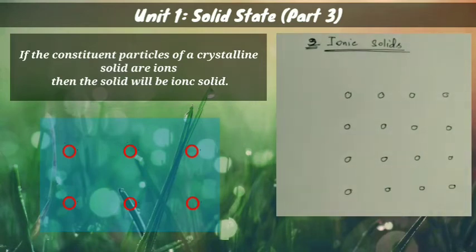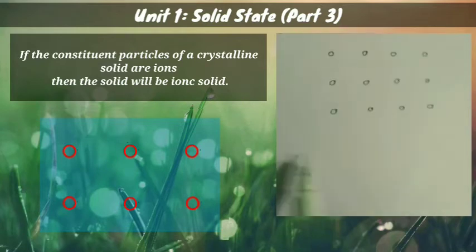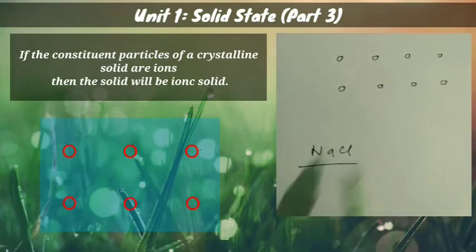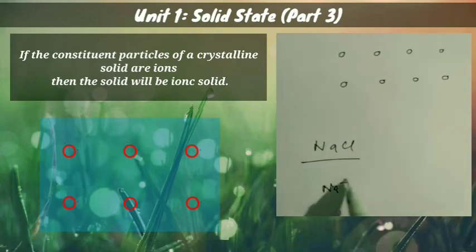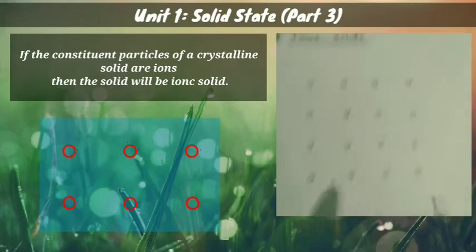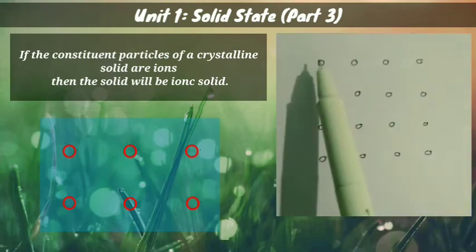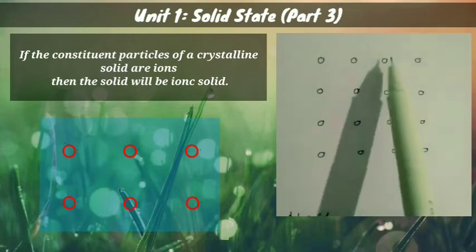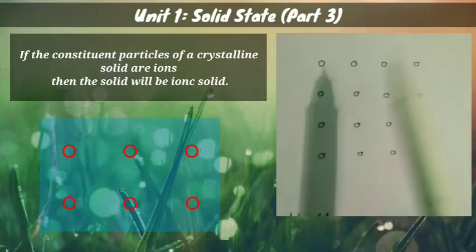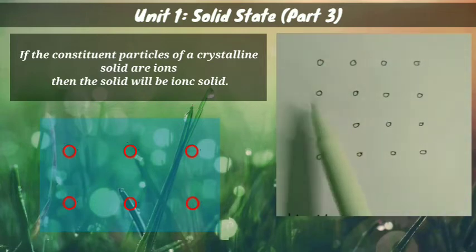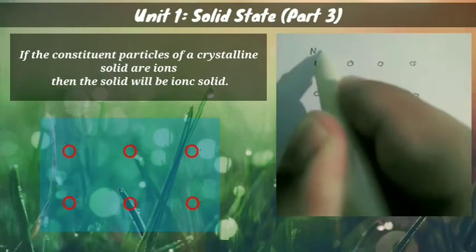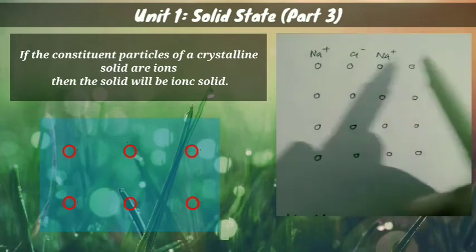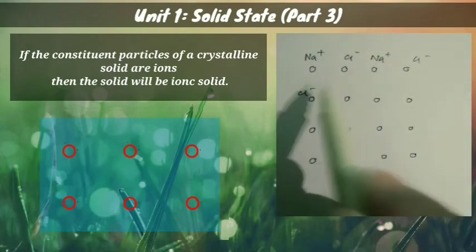As an example, let's take sodium chloride. Sodium chloride is actually sodium positive and chloride negative. So the constituent particles are one sodium positive, one chloride negative, again sodium positive, chloride negative. It will be like this: sodium positive, chloride negative, again sodium positive, chloride negative.